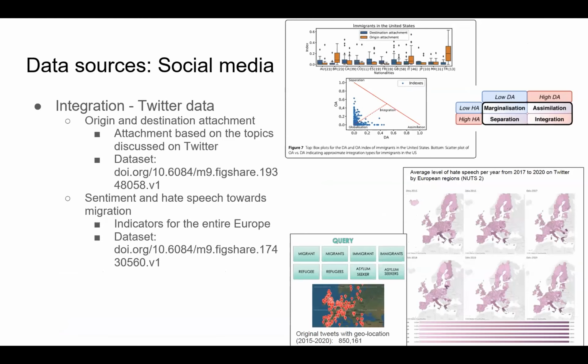For social integration, Twitter offers interesting insights, because you also have the text and you can analyze the text for example, positive and negative sentiments, both from the texts generated by the migrants and by the natives, by the locals. So you can look at the origin and destination attachment. You can also look at sentiment and hate speech towards migration.